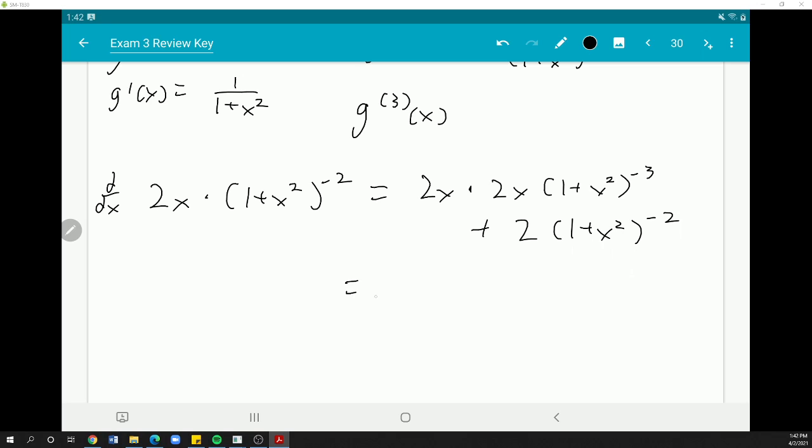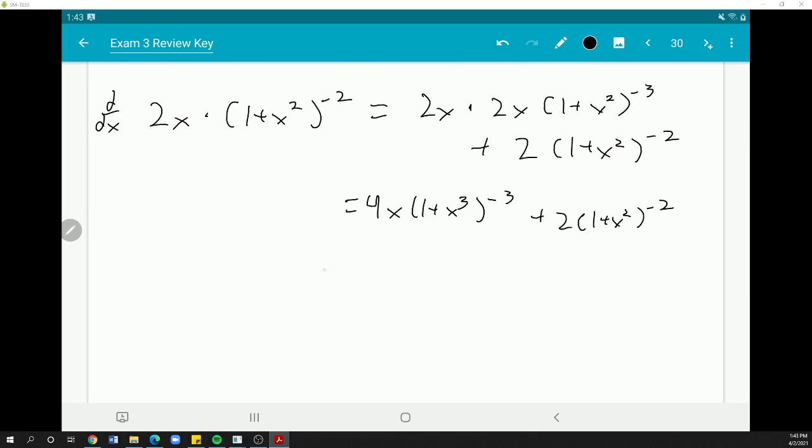So I get 4x times 1 plus x squared to the minus 3, plus 2 times 1 plus x squared to the minus 2. And it might not be immediately obvious to do it this way, but I'm going to factor out a 1 plus x squared to the minus 3. Seems suspicious, you might say, because I don't have a 3 on the right. But I'm going to make up for that by saying this is 4x, that makes sense, and this is 2 times 1 plus x squared.